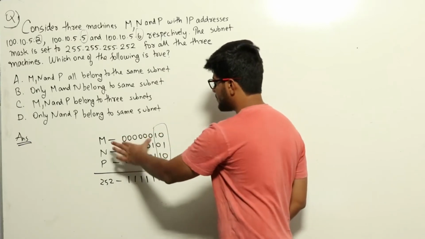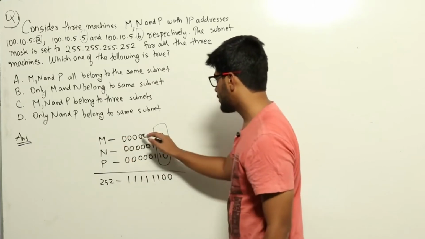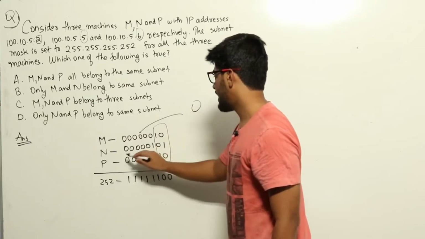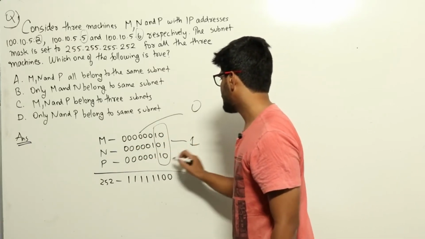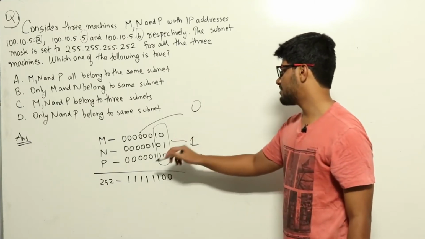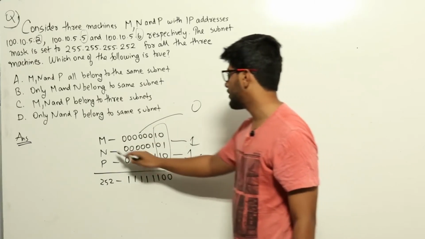So only in the first 6 bits, which are 1 in the subnet mask, do we need to worry about M, N and P. M gives 0 in the first 6 bits, N in the first 6 bits gives 1 and P in the first 6 bits gives 1. So as you can see, N and P will have the same subnet. M will have a different subnet compared to N and P.